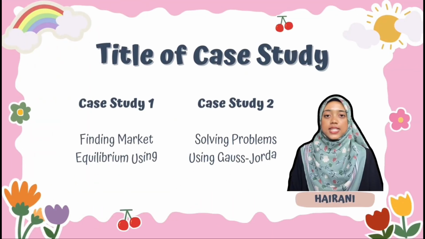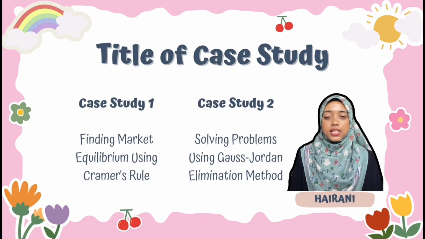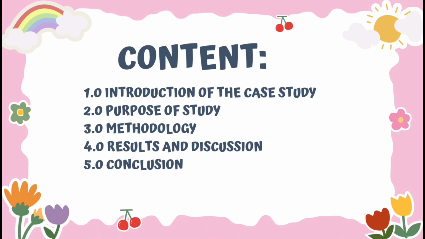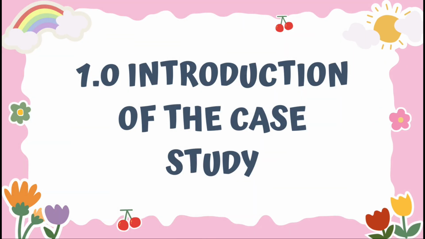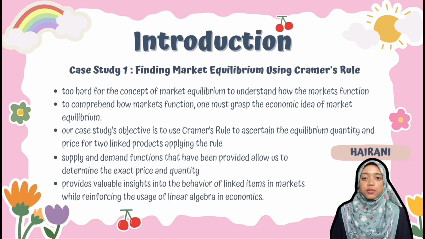The title for our case study 1 is Finding Market Equilibrium using Cramer's Rule, and our second case study is Solving Problems using Gauss-Jordan Elimination Method. First, I will talk about the introduction to case study 1, which is Finding Market Equilibrium using Cramer's Rule.